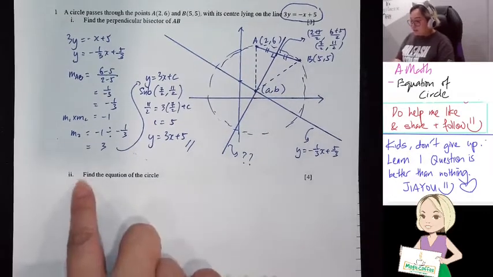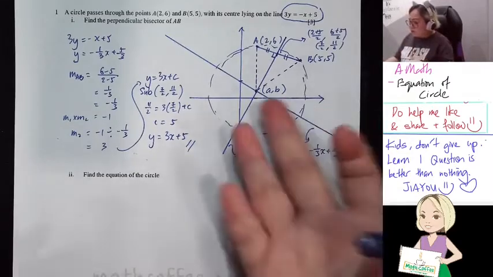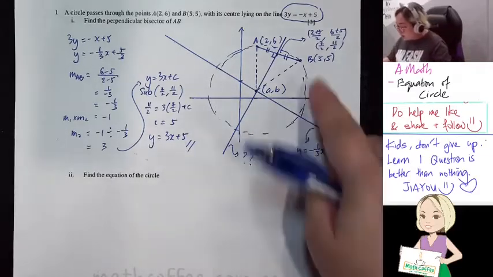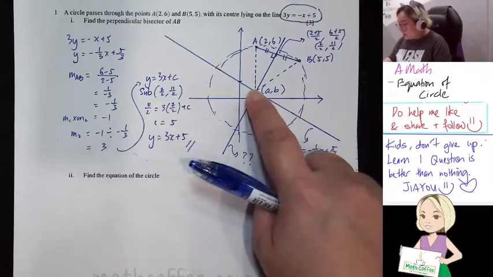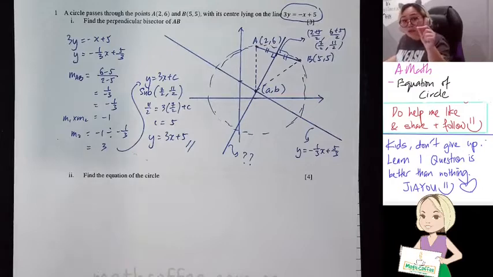Next, they ask to find the equation of the circle. Every time they ask you to find the equation of a circle, I need two things: the center of the circle and the radius. So look at it and see, oh, bad news is I still don't have my center. But it's okay, we shall see. Do I have the radius? I also don't have the radius, so bad news. But if I have my center, with point B or point A, I can find the radius. So now the crucial thing is I need to find the center.